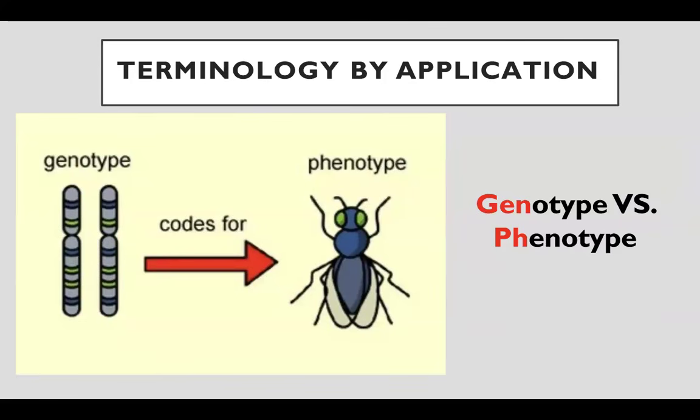So if we say brown hair versus blonde hair, the genotype would be uppercase H, lowercase h, or uppercase H, uppercase H. That's your genotype, the combination of alleles. Your phenotype would be, do they have brown hair? Do they have blonde hair? And then organisms that have the same phenotype can have different genotypes because heterozygous and homozygous dominant showcase the same phenotype.